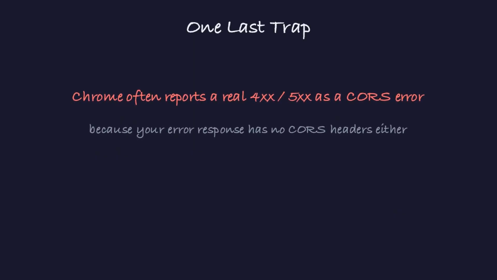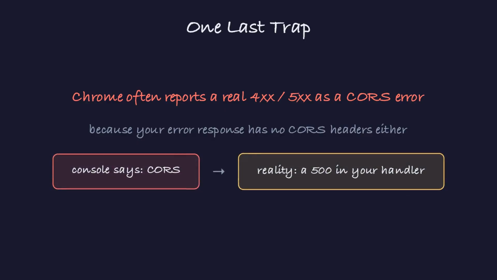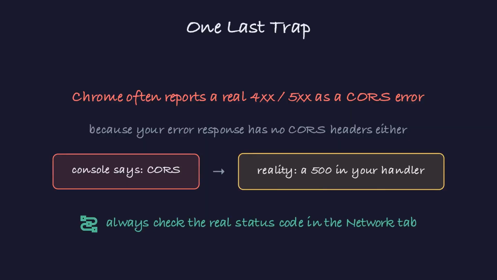One last debugging trap worth knowing. Chrome often masks a real 4xx or 5xx error as a CORS error because your server's error response does not include CORS headers either. So the console says CORS, but the actual problem is a 500 inside your handler. Always check the real status code in the Network tab, not just the red text in the console.